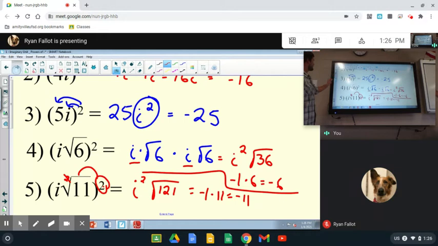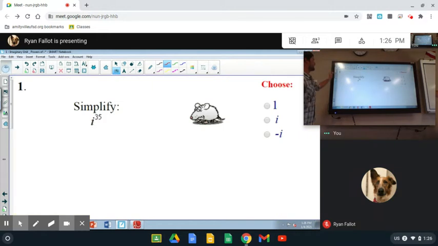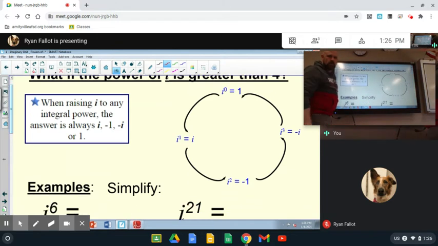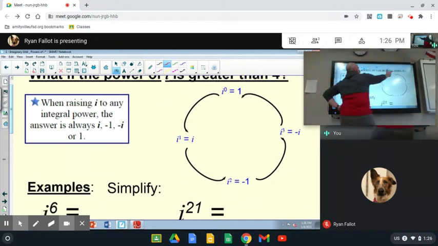Mrs. Roll, to finish this up, I believe this is the last page. Then we got a few easy ones at the end. Couple more. All right, so when raising i to any integral power, the answer is always going to be i, -1, -i, or 1. This is our cyclic nature of i. We have i to the 0 up top, that's equal to 1.